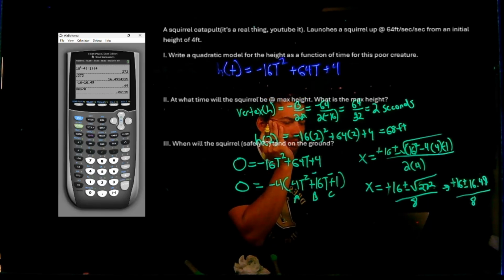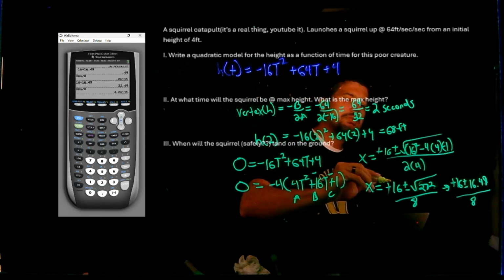Because it's a negative. Okay, trying again. 16 plus 16.49 is going to be 32.49, and that's the number I'm going to divide by 8. And that's the one that works. The other one doesn't make any sense because it would be negative time. And we get about 4.06 seconds.